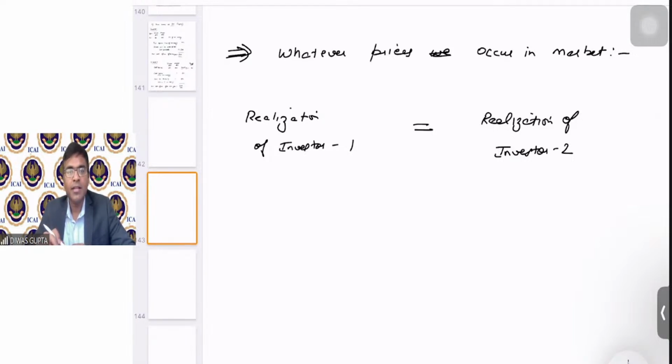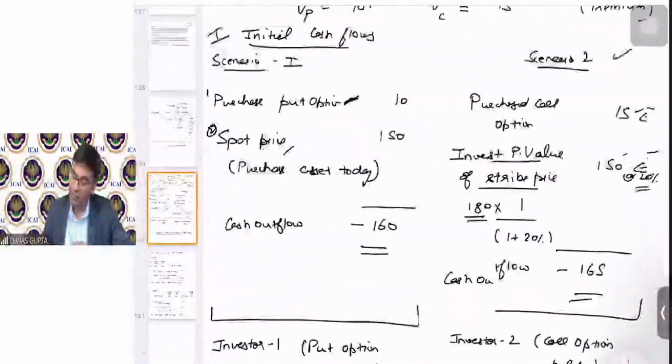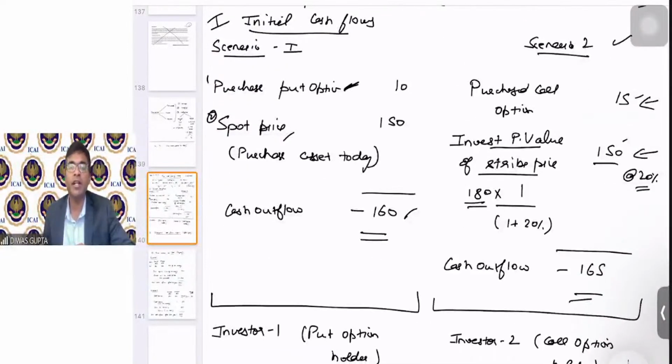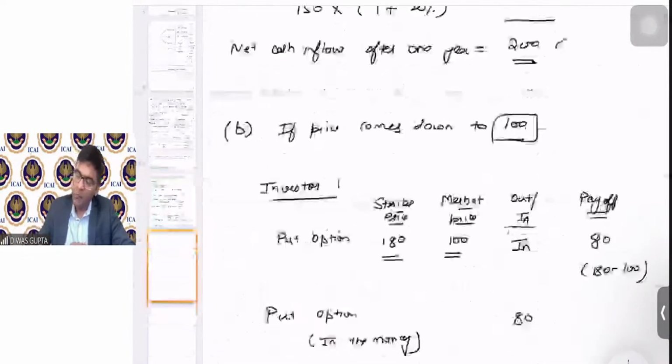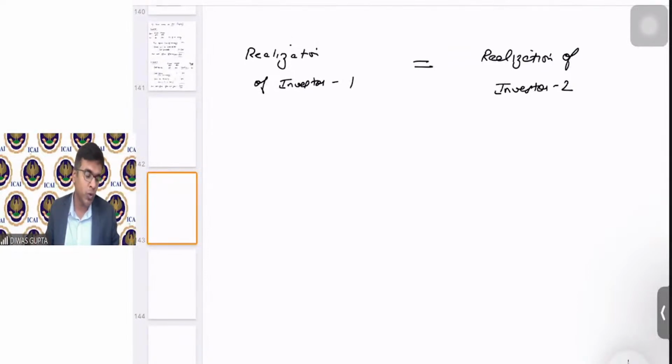If this is the case, then their initial investment should also be the same. Then only it will make sense, because otherwise what will happen? Otherwise, I will prefer investor 1 because investor 1 is able to invest at 160 and arrive at the same value which investor 2 is investing at 165 and arriving at. Correct. So what will market forces do?